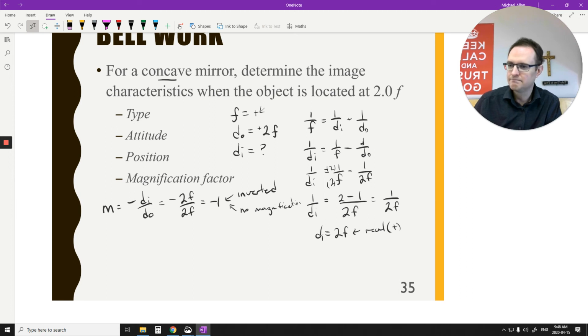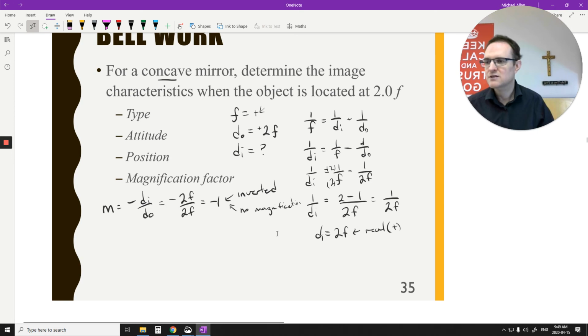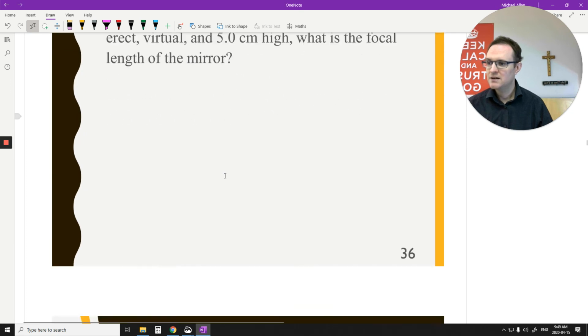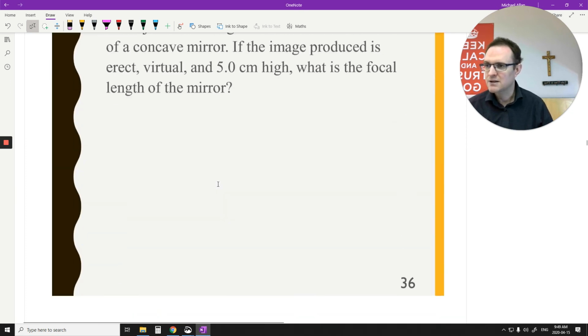What else do we need to know? We have the position. That's the 2f. We have the type. It's real. It's inverted, and there's no magnification factor, which is just negative 1 actually. There we go. Looking pretty good. Okay. One more question here, and then we got refraction next week.